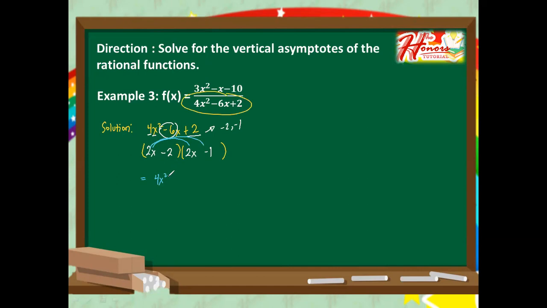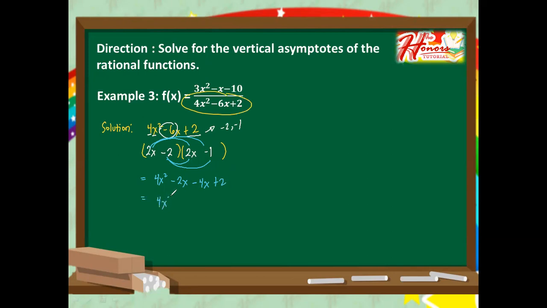2x times negative 1, that's negative 2x. Negative 2 times 2x, that's negative 4x. Negative 2 times negative 1, that's positive 2. Now let's combine like terms.